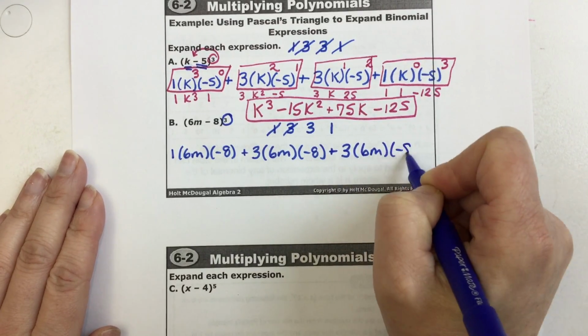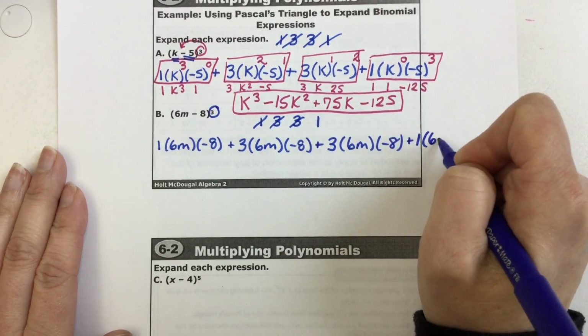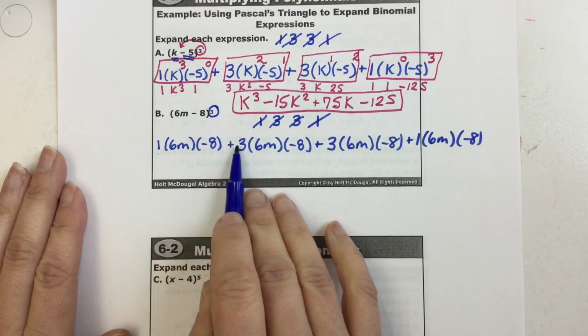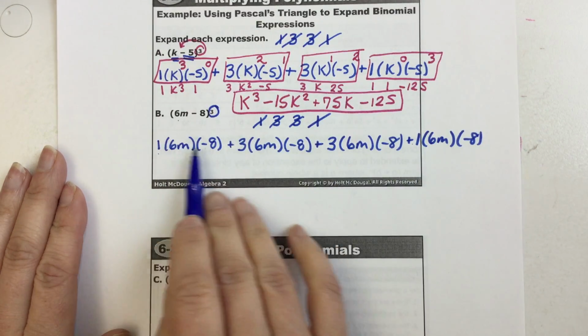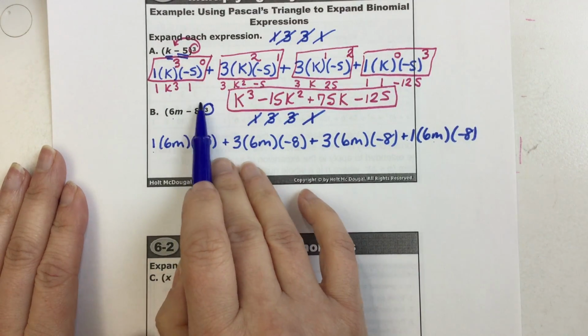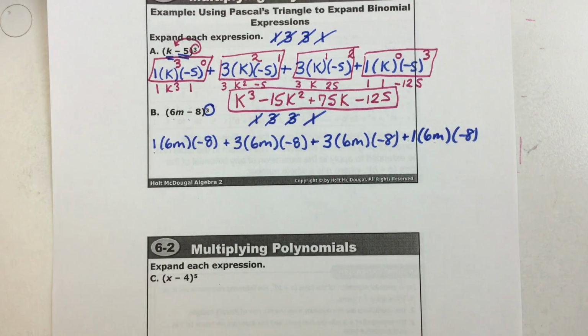Again, 6m, negative 8. It will always be in the same order. Plus 1, 6m, negative 8. You can see the 1, 3, 3, 1 in the front. The 6m is the first term, so it's the first term that comes after Pascal's triangle number. Negative 8 is the second term, so that is the last thing they will write in each piece.